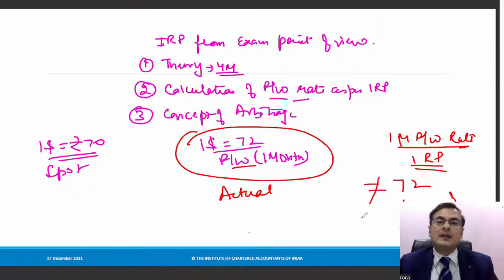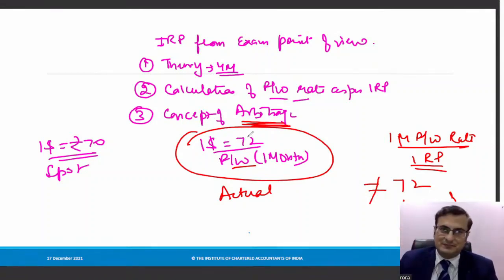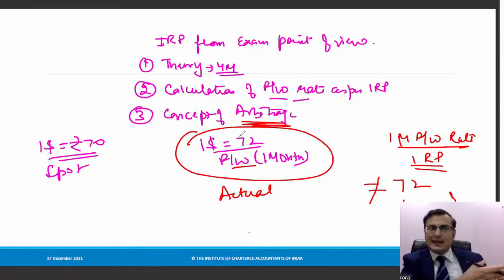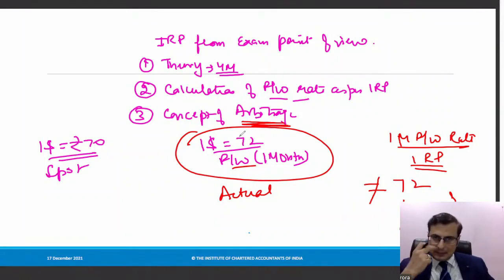If both are not equal, then it gives an opportunity of arbitrage. Arbitrage means riskless profit. Buying from the country or place which is cheaper and selling it to the country or place where it is expensive, and you get a riskless profit. So these three types of things come in the exam.